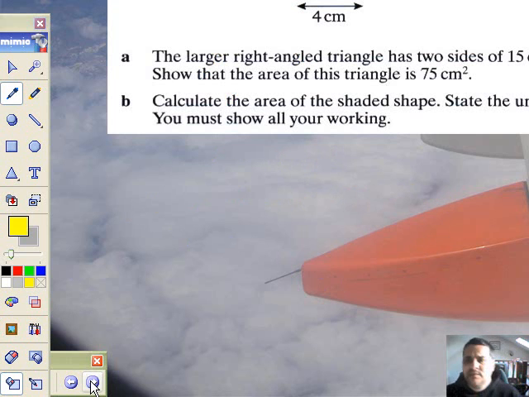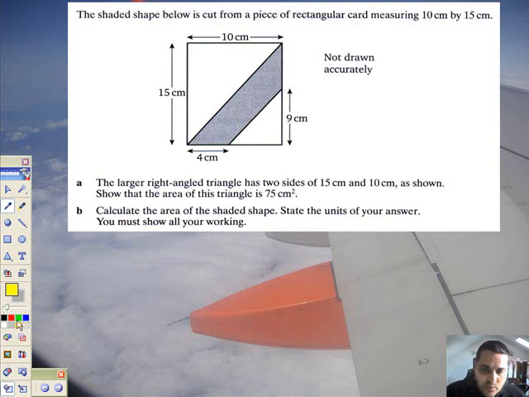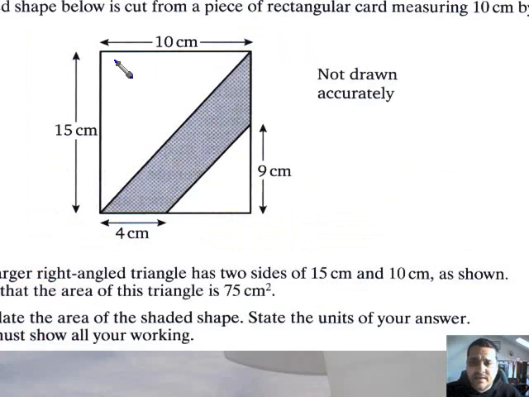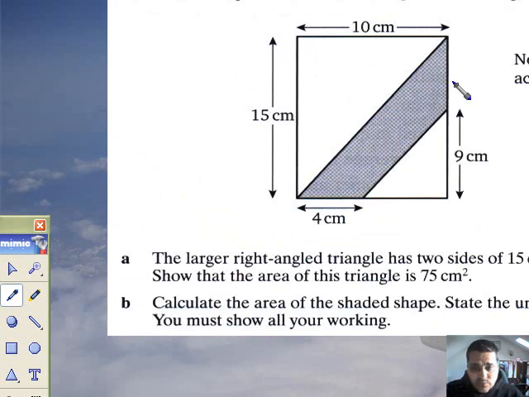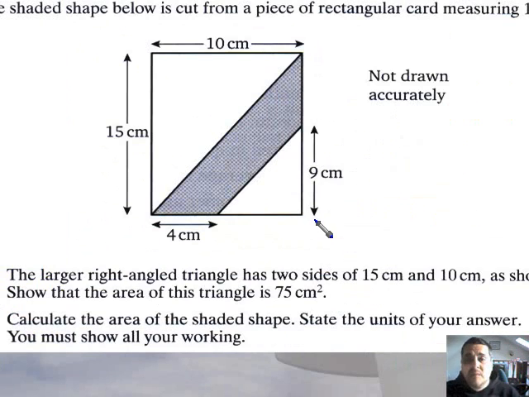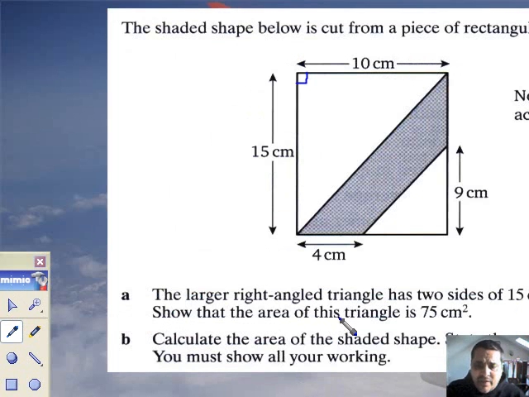And finally, not very pretty to look at, but it's an AQA type question, and so we're going to do it anyway. Let's just work here in blue. The shape shown below is cut from a piece of rectangular card measuring 10 by 15. So there's your 10, there's your 15. If it's a rectangle, this is also 10, and that's also 15. I'm sure I'm going to need that later. Right, the larger right angle triangle, that's that one, has two sides of 15 and 10 as shown. Show that the area of this triangle is 75 centimeters squared.